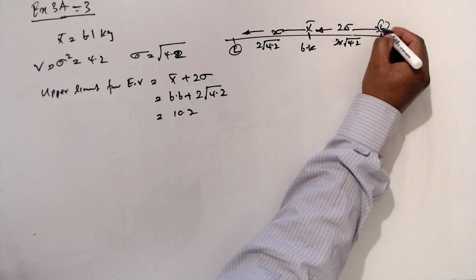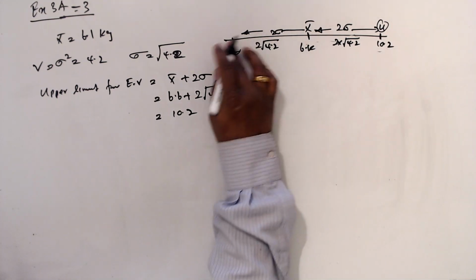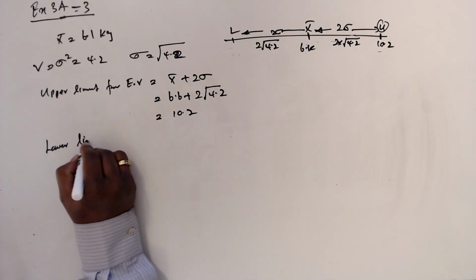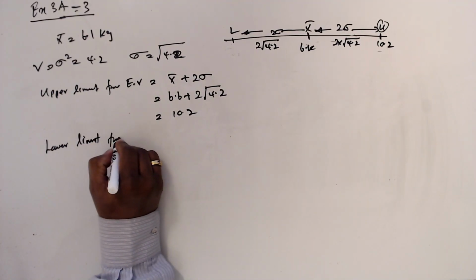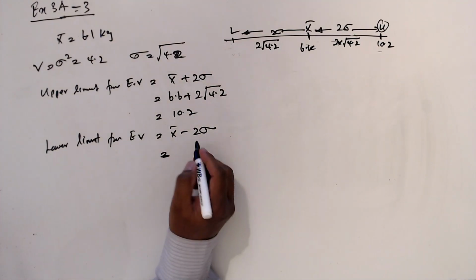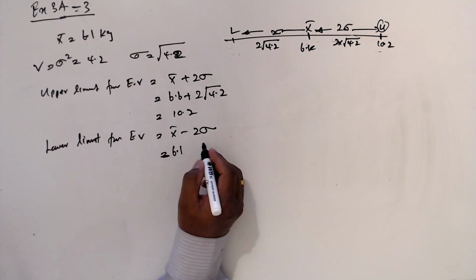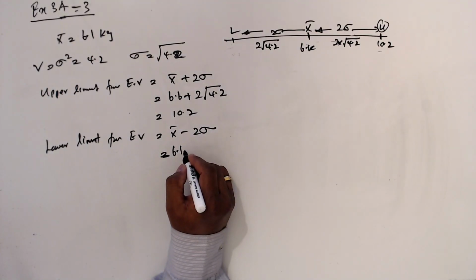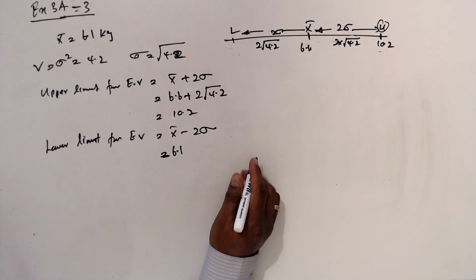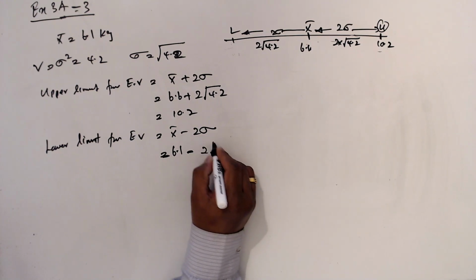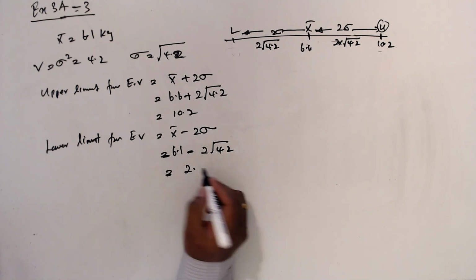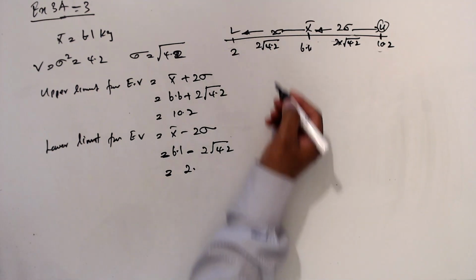See, this is upper, this is 10.2, and this is lower limit for extreme values equal x bar minus 2 sigma. X bar is 6.1 minus 2 times 4.2. This is going to be 2. So this value is 2.